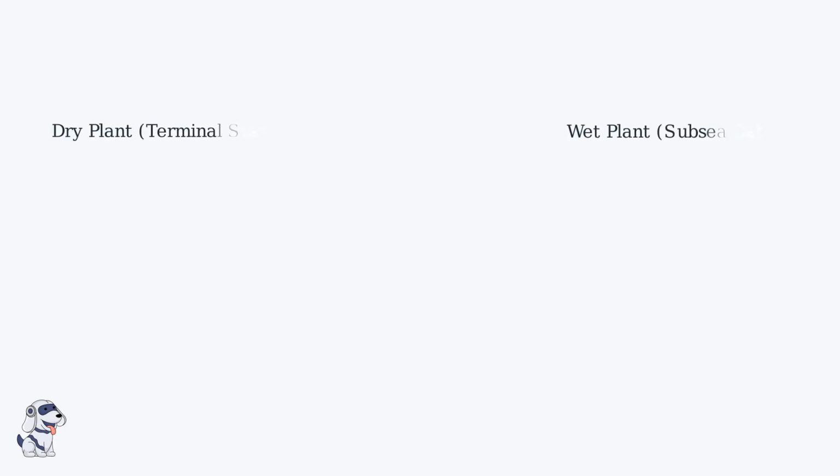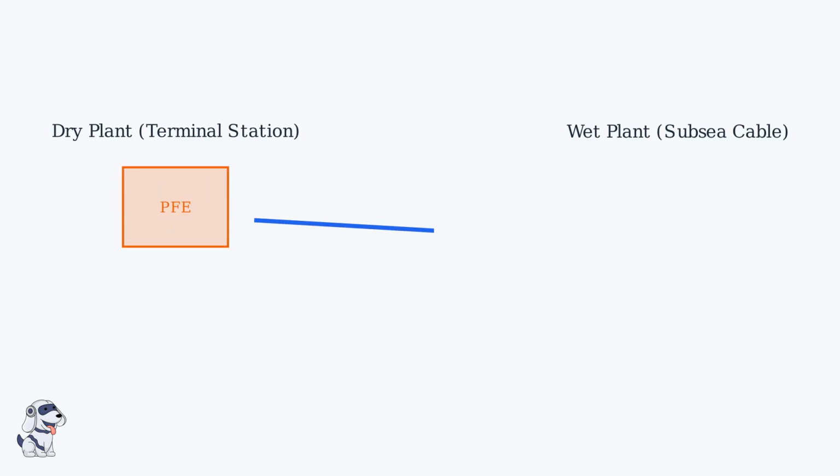Subsea fiber optic networks are divided into two main segments: the dry plant and the wet plant. The dry plant consists of the terminal stations on land, where power feed equipment, or PFE, generates the constant high-voltage electricity needed to power the system. This power is delivered to the wet plant, which includes the fiber cables and the repeaters resting on the ocean floor. Every repeater needs electricity to amplify the optical data signal over long distances.